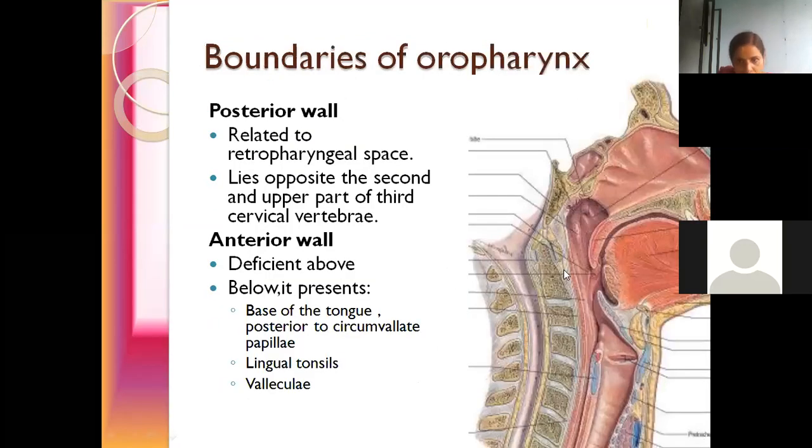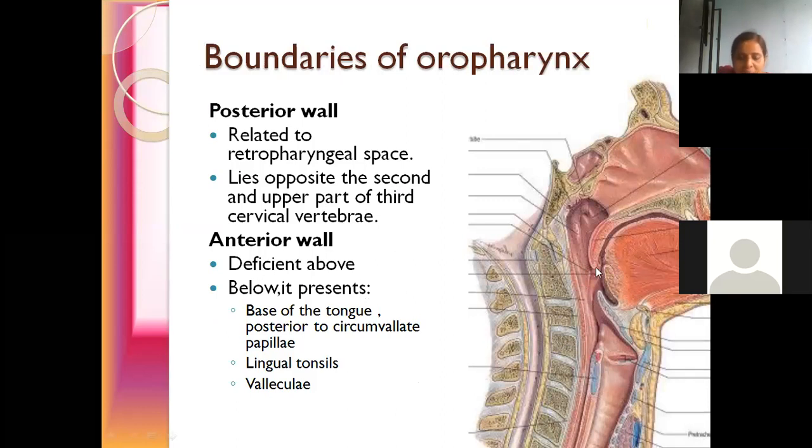Okay. Posterior wall. So posterior wall, which vertebrae are we finding? Second and upper part of the third cervical vertebrae. So this becomes second and this becomes third. That means till here we have oropharynx.